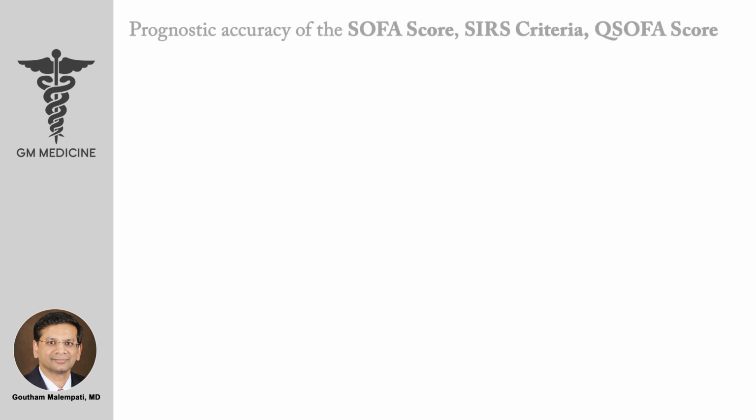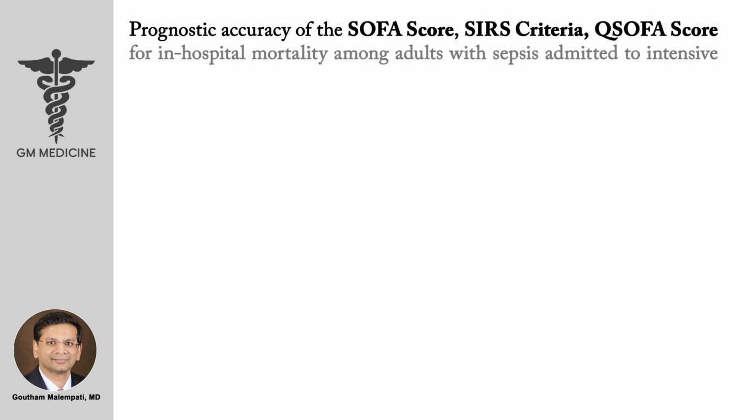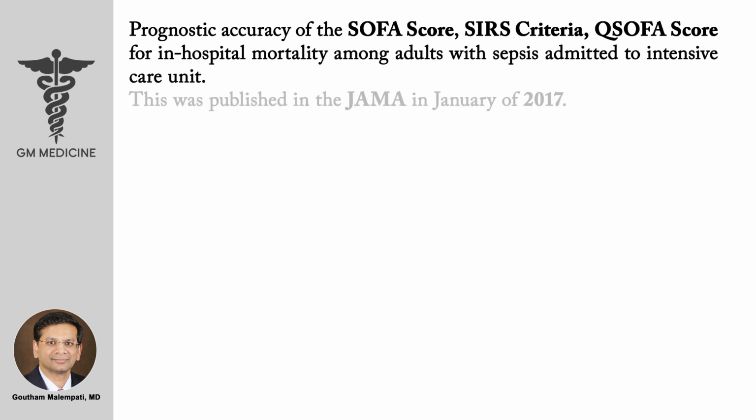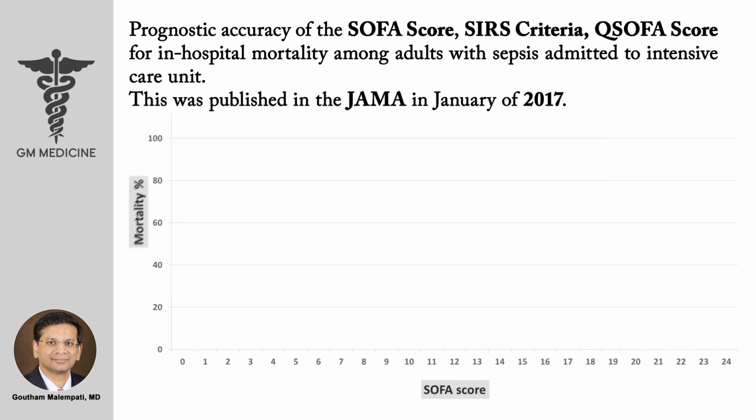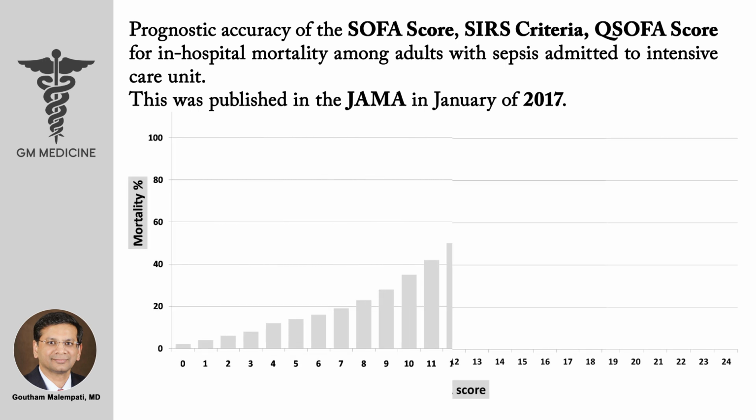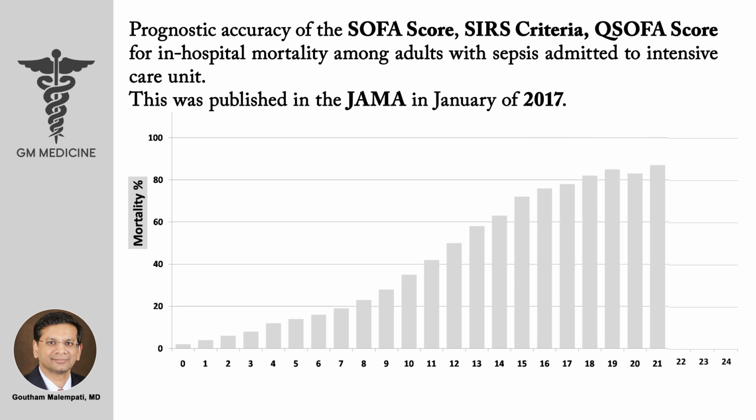Let's talk about the prognostic accuracy of the SOFA score, SIRS criteria, and qSOFA score for in-hospital mortality among adults with sepsis admitted to the intensive care unit. This was published in the JAMA article in January of 2017. In the first graph here, we're looking at the SOFA score in relation to the mortality. One can see as the SOFA score increases from 0 to 24, there is an increase in mortality.